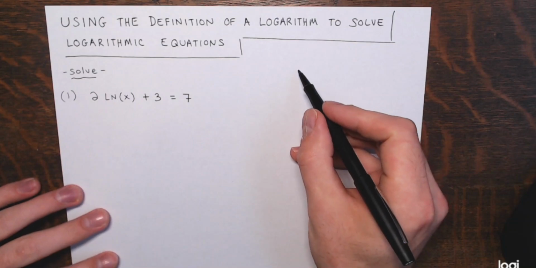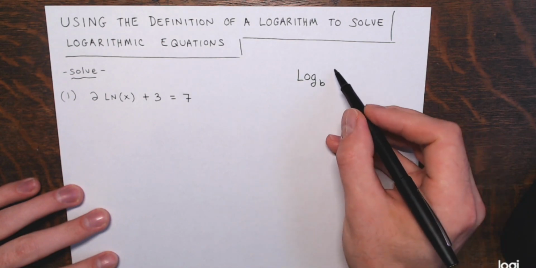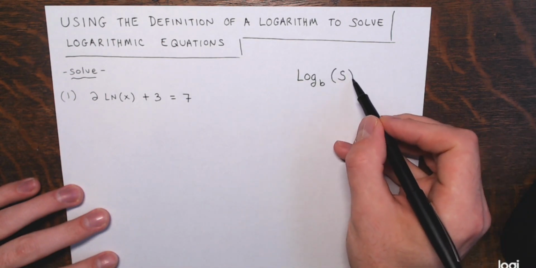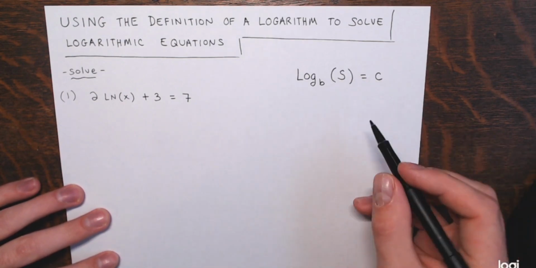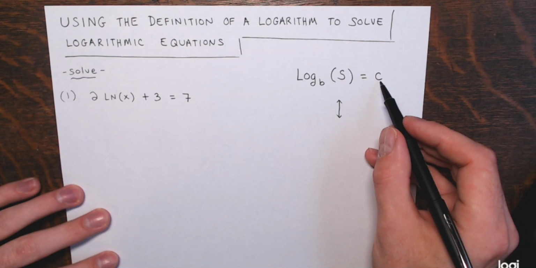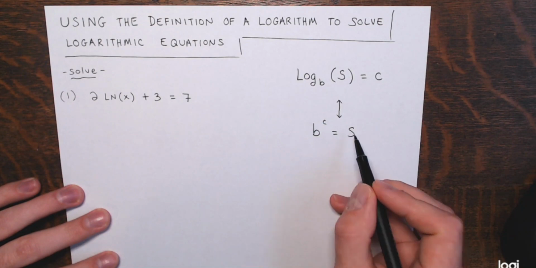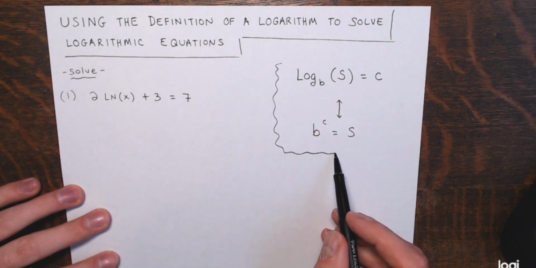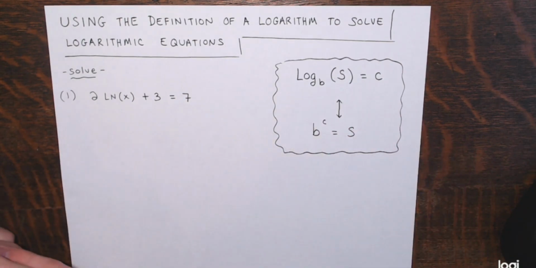So remember, if I have a logarithmic statement, the log base b of s equals c, there's a statement in logarithmic form. Remember, this is equivalent to the statement that b to the c power equals s. And this is exponential form. This is going to be key: being able to go from logarithmic form to exponential form, and then, of course, solve the resulting equation and check your solutions back in the original equation.